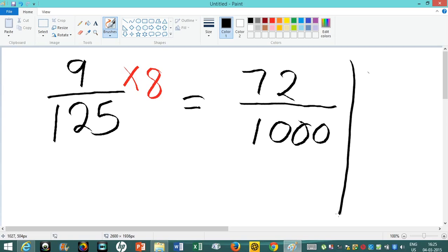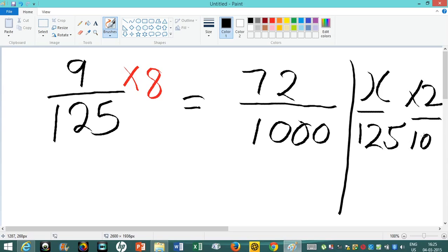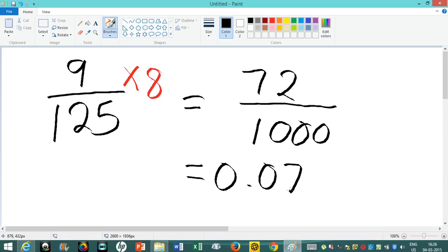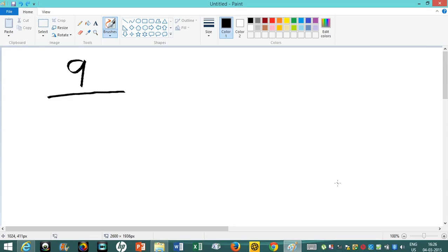Why does this work? With x by 125, you multiply by 8, and if you divide it by 1,000, you get 125. So 72 by 1,000 is nothing but 0.072.